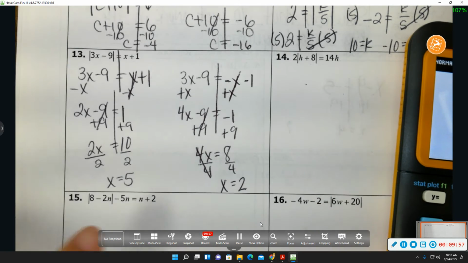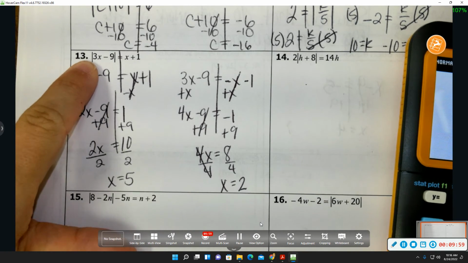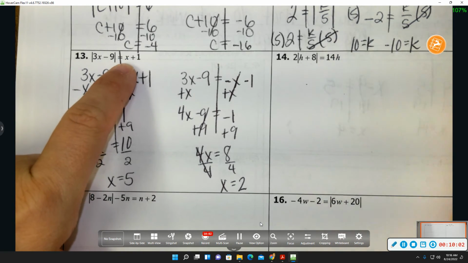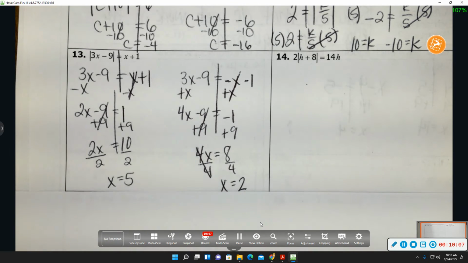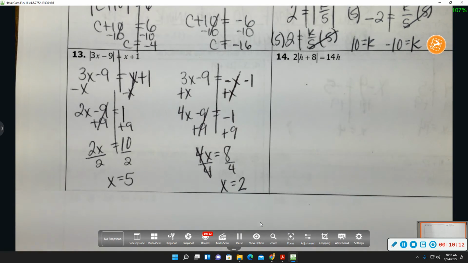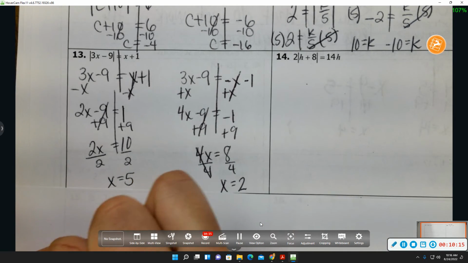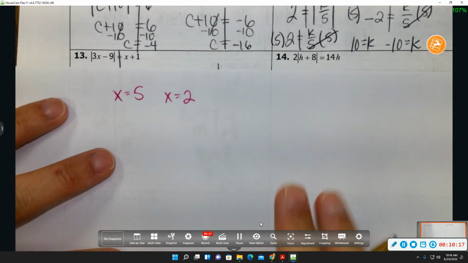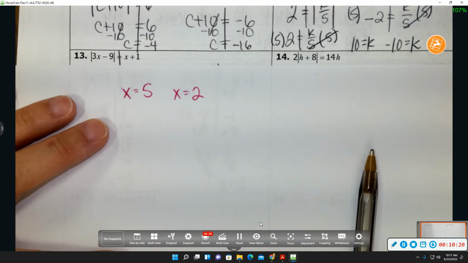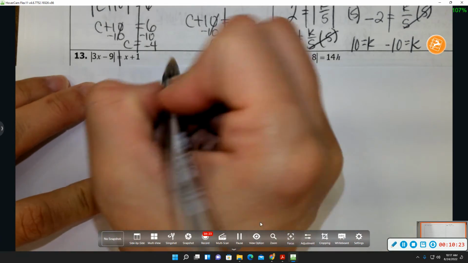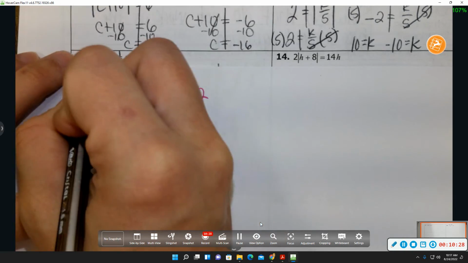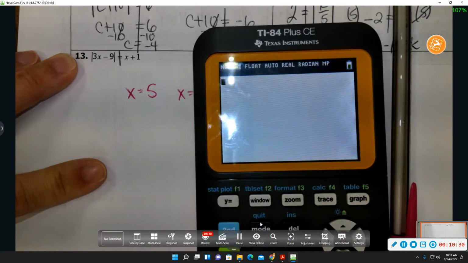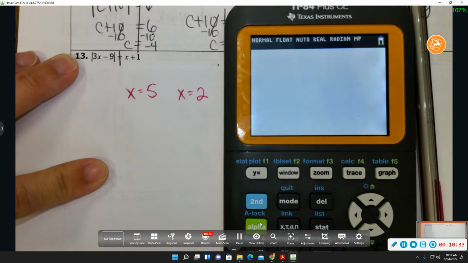Now, whenever you're plugging these back in, it's going to be a little bit different because we're used to it being equal to a number. So I'm going to write this on another sheet of paper so you can see everything. My two answers are x equals 5 and x equals 2. I'm going to plug these in separately. I'm going to take the 5 and plug it into the left.